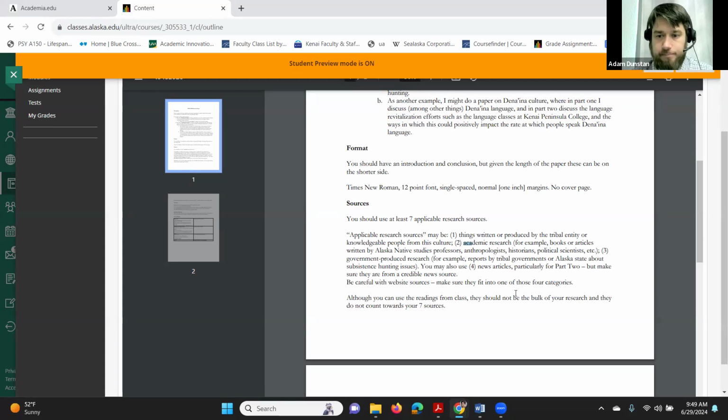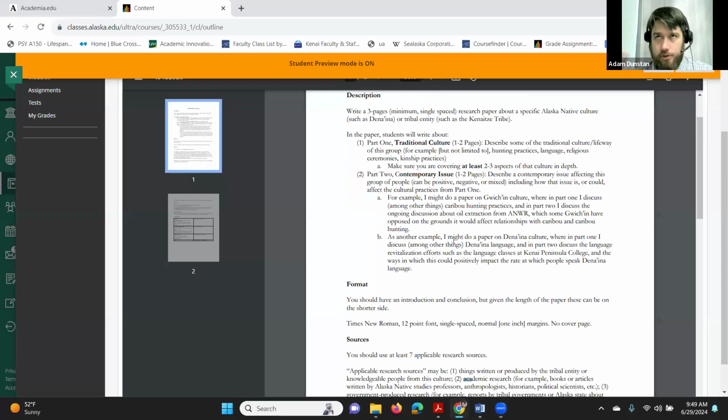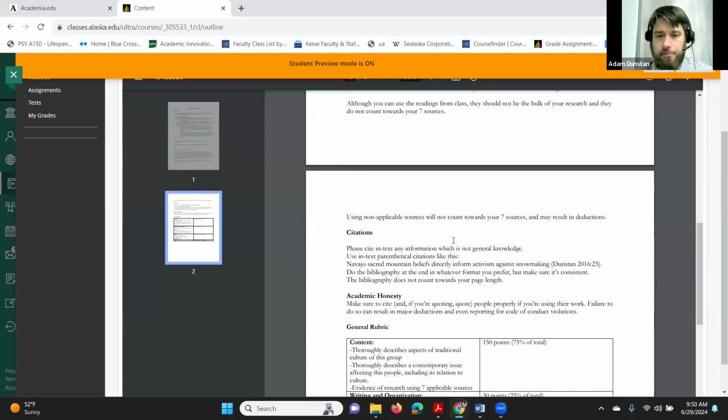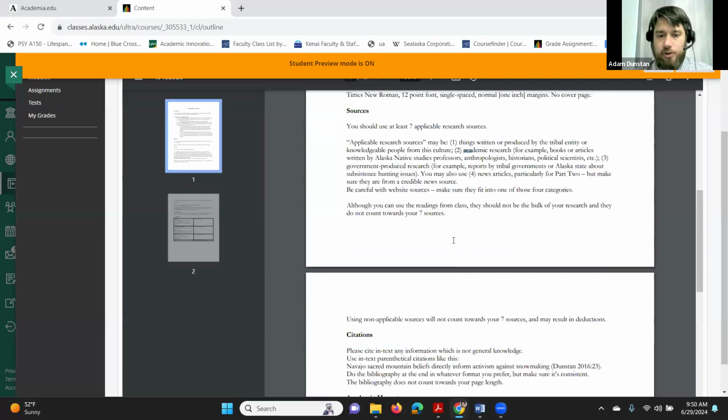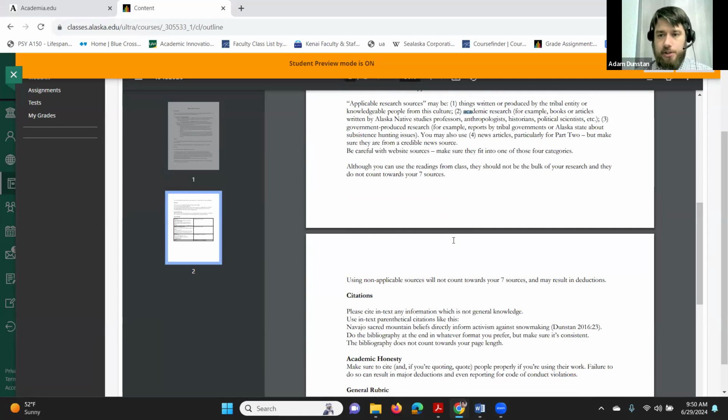The third thing is sometimes there's really good government-produced research, like Fish and Game does these yearly subsistence reports that are useful. And then number 4 is news articles, as long as they're from a credible source, for part 2. Credible source. It's always a little bit of a dicey topic, but I think you will be able to tell what we mean by that. Basically, like well-established news sources that clearly have spoken to people in a community, right?